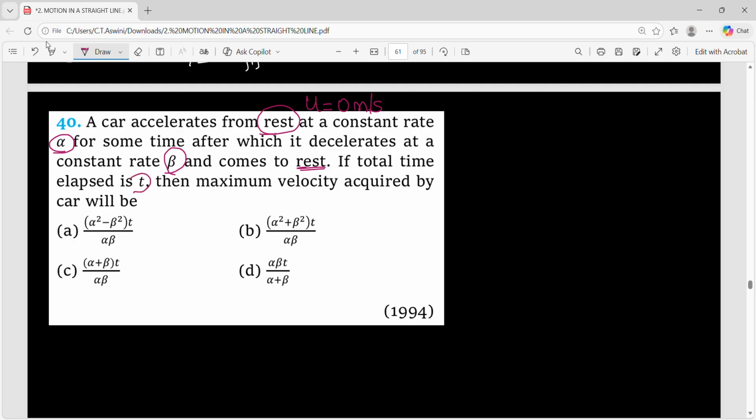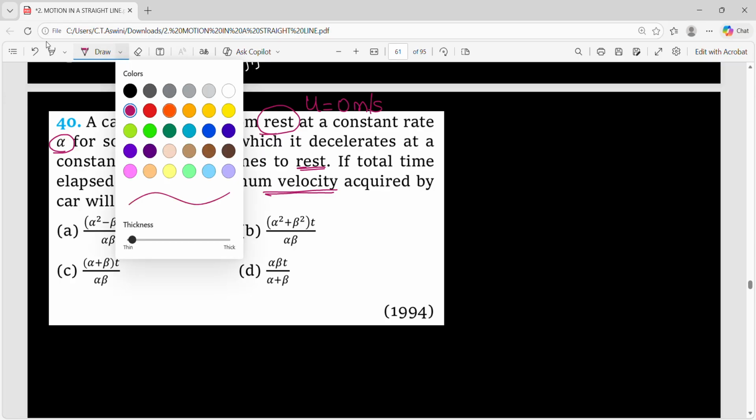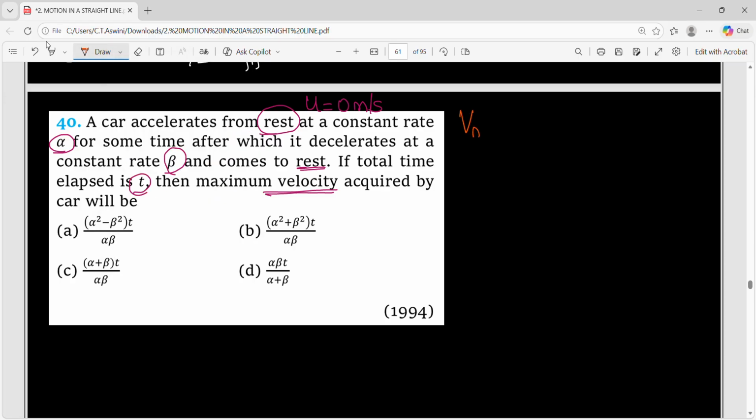So what is the total time here? Total time is t. They're asking to find the maximum velocity acquired by the car. So what are the formulas for maximum velocity that we have discussed? We have discussed three formulas, right? Now which formula is suitable? Shall we take A effective into total time? Because total time is given. And what is A effective? Alpha beta by alpha plus beta into T. So do we have such option? Yes, in option D. Are you clear? So just use the suitable formula. Total time is given, so we are using the first formula.